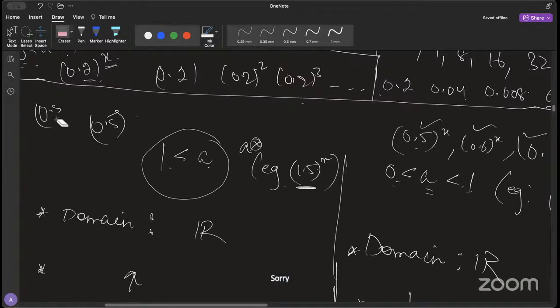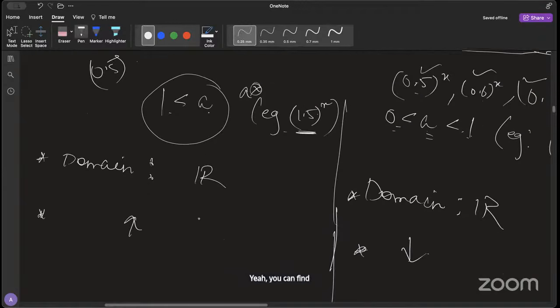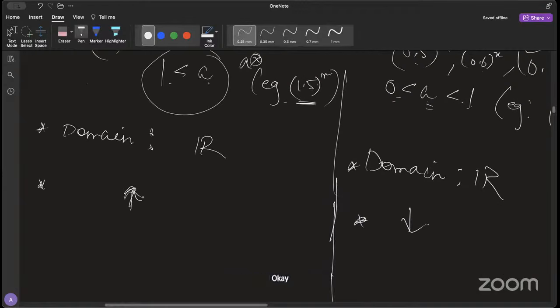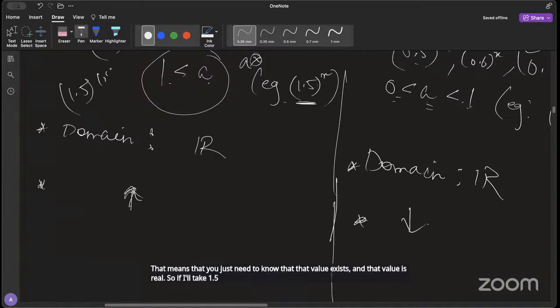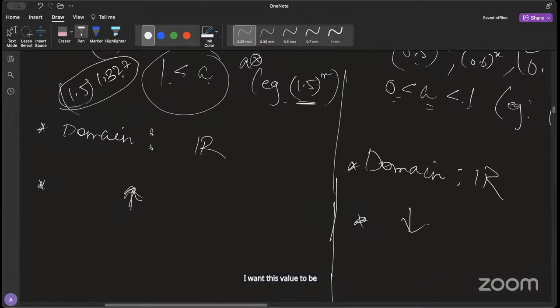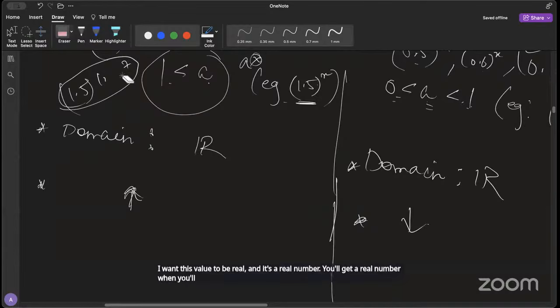Sorry, what? Ma'am, by calculator we can only find this value. Yeah, you can find that value. You just need to know that that value exists and that value is real. So if I take 1.5 to the power 1.327, I want this value to be real, and it's a real number. You'll get a real number when you find this. Okay, ma'am, thank you.